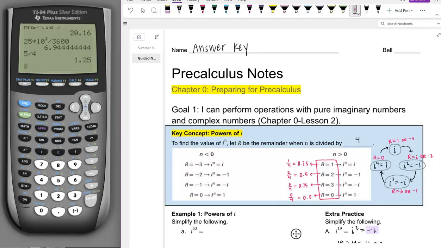Now this also can work for negative exponents. If your exponent is negative or less than 0, you have similar rules here. It just kind of goes the opposite way around the circle. So a remainder of 1 is the same as a remainder of negative 3. A remainder of 2 is the same as the remainder of negative 2. Remainder of 3 is the same as remainder of negative 1. Remainder of 0 is the same either way. So let's do some examples together here.